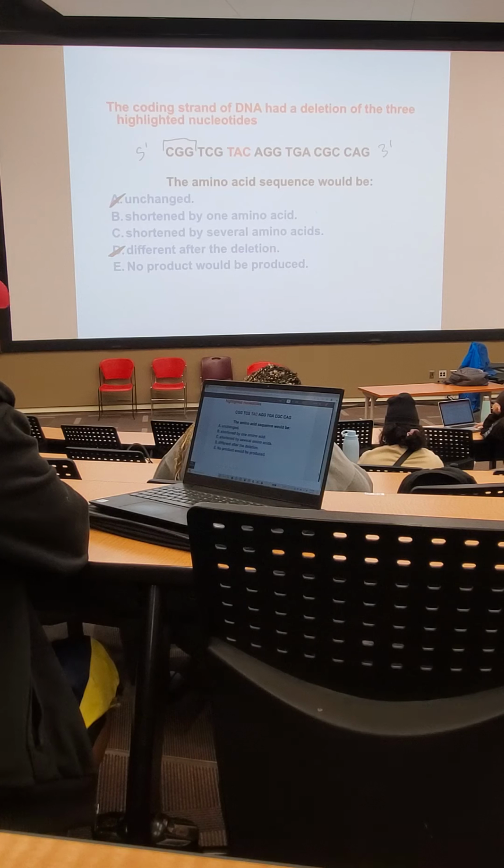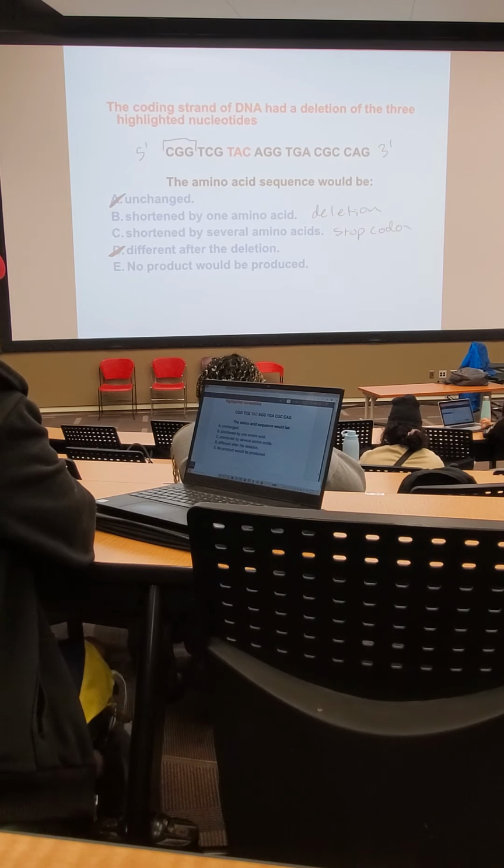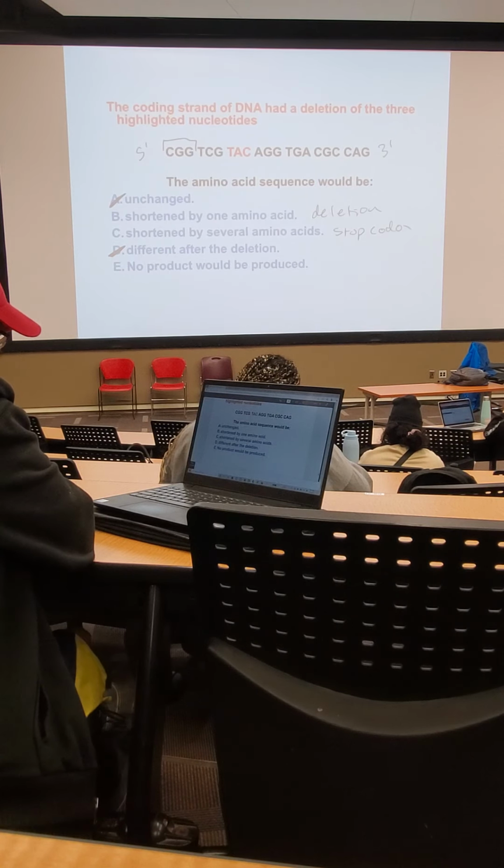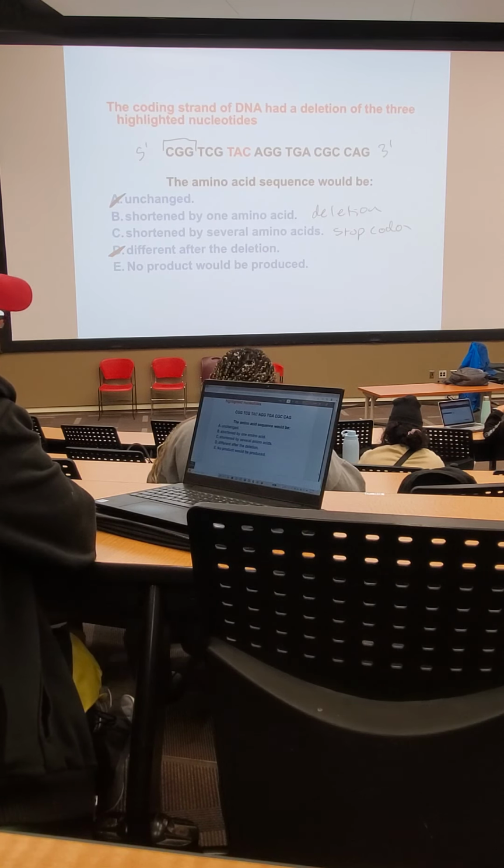So on the other slide, we have this would be a deletion. This would be a stop codon. What about this last one, E? How would you get no product produced? It might not be completely relevant to this example, but just hypothetically, how would you make a mutation that now you never get translation at all? Yeah, I don't know. You delete the start codon.